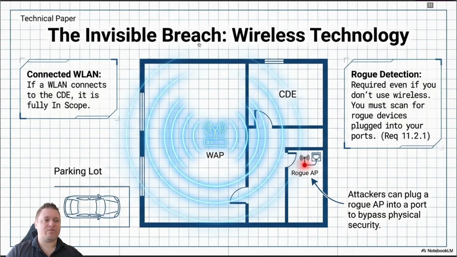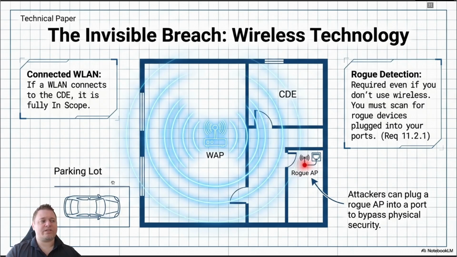The invisible breach: wireless technology. And we all love wireless. Connected wireless LAN. If a wireless LAN connects to the CDE, it is fully in scope. Meaning, it's one of those things where if it touches or connects or manipulates the security of the cardholder data environment, it is in scope. Basically, it falls underneath that category.